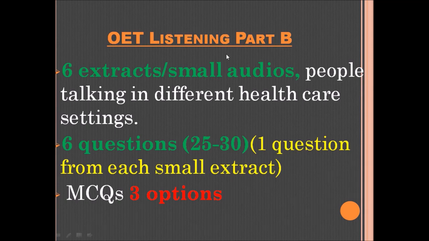From each small audio you will have one question to answer. So from 6 small audios or 6 extracts you will have 6 questions, from question number 25 to question number 30. That means one question from each small audio. Keep in mind that the questions in OET listening part B are MCQs, and each question has 3 options. After listening to the audio, you will read the options and then answer the question.